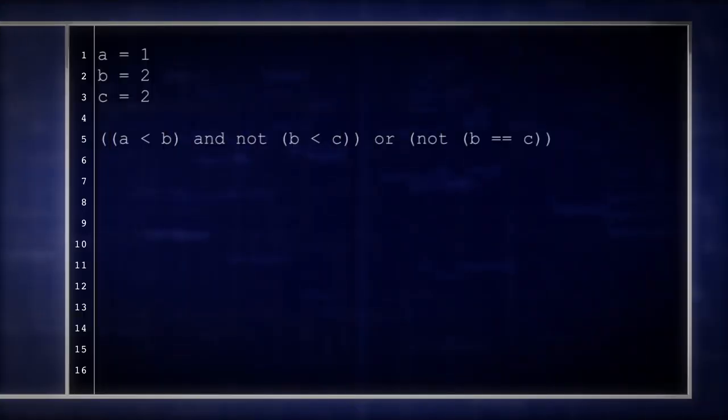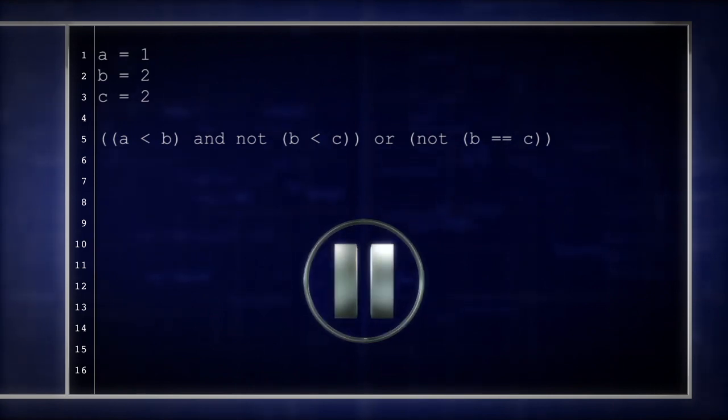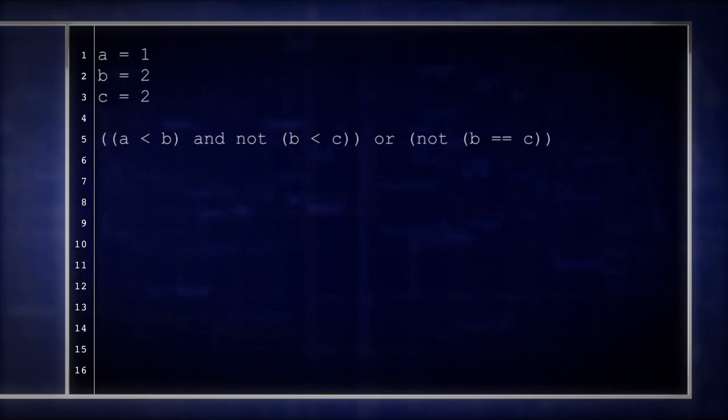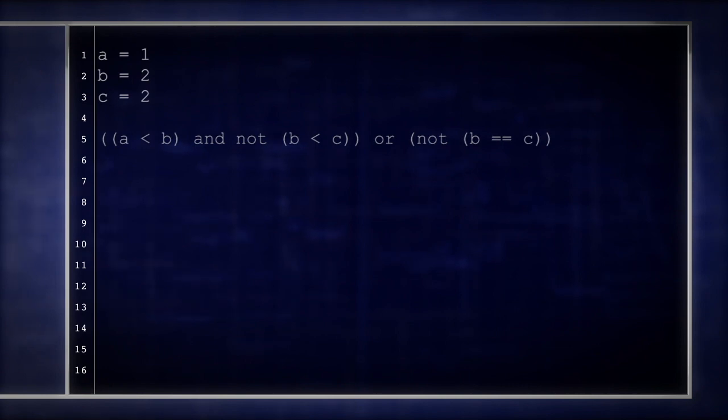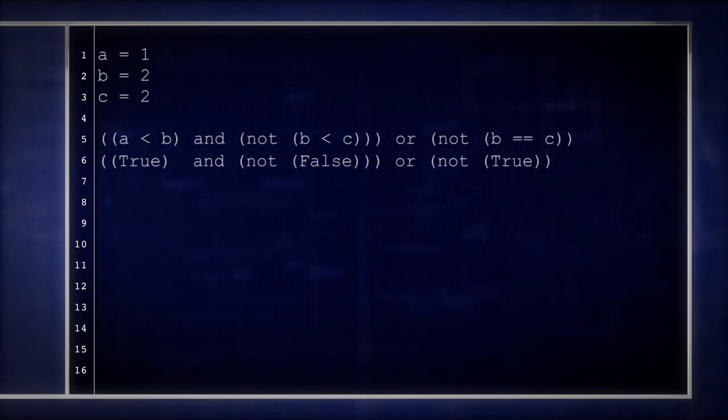Now, take a look at this example, which is quite a bit more complicated. Look at it for a while and see if you can figure out whether it's true or false. Well, if we look at the values for each of these statements and then combine them one by one, we can determine the answer. The first clause, A less than B, is true, since 1 is less than 2. The next one, B less than C, is false, since B and C are equal to each other. Then the last comparison, B equals C, is true.